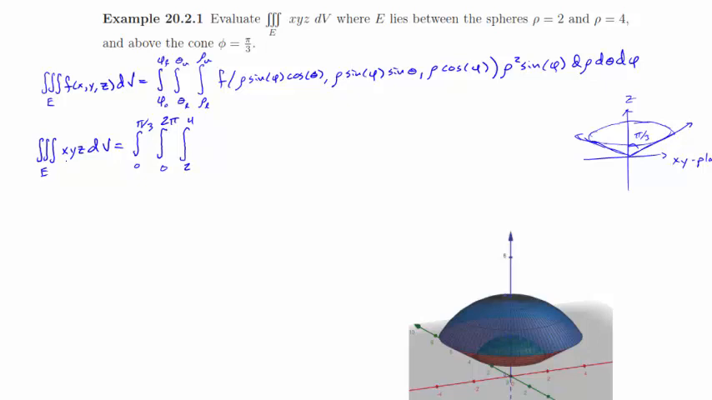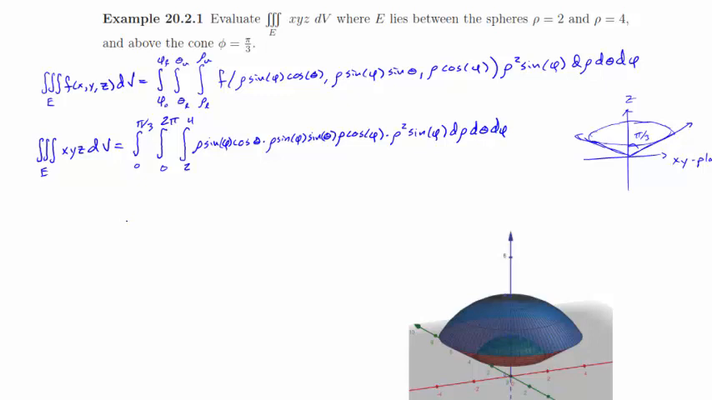So now we just plug in our definitions of x, y, and z in spherical coordinates. So we're going to have rho sine of phi cosine of theta for x times rho sine of phi sine of theta for y, and rho cosine of phi for z. And then part of the formula, we now multiply this by rho squared sine of phi, and then d rho, d theta, d phi.